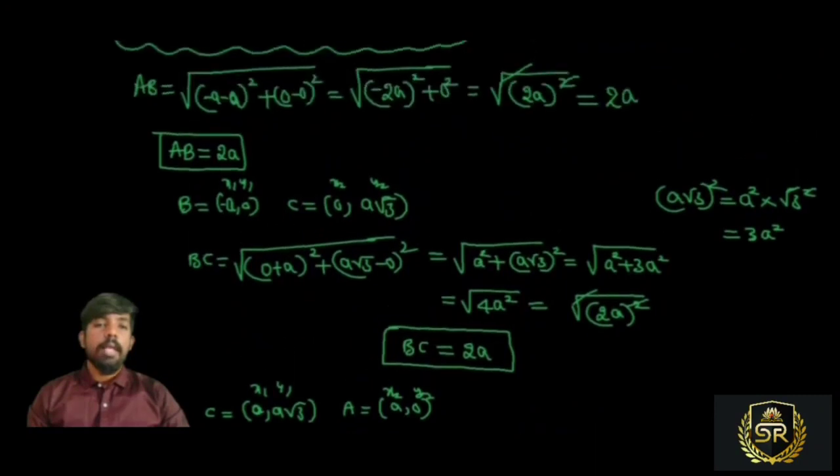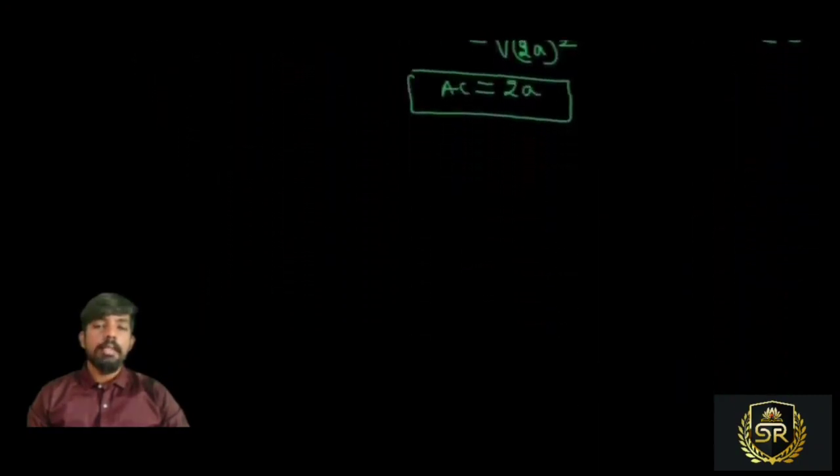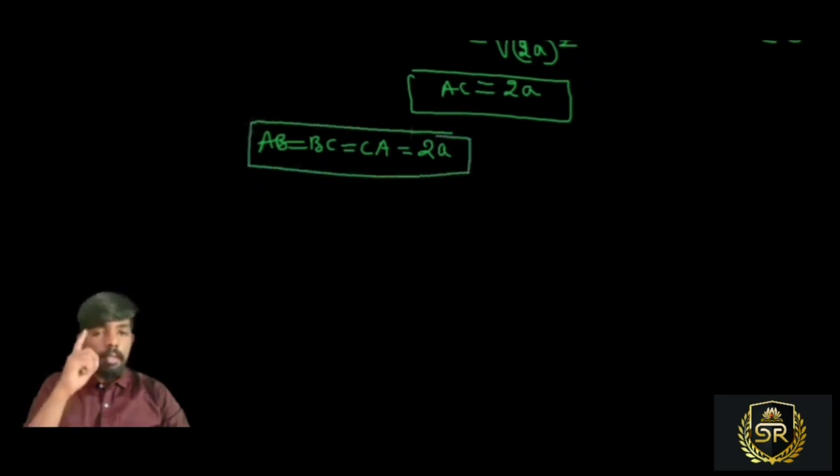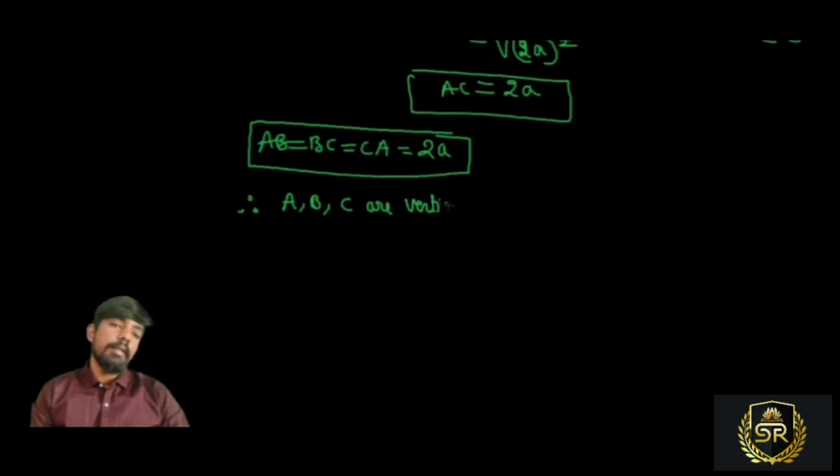Therefore, we have AB is equal to BC is equal to CA. All distances are equal. Therefore, we can say this is an equilateral triangle. Therefore, A, B, C are vertices of an equilateral triangle.